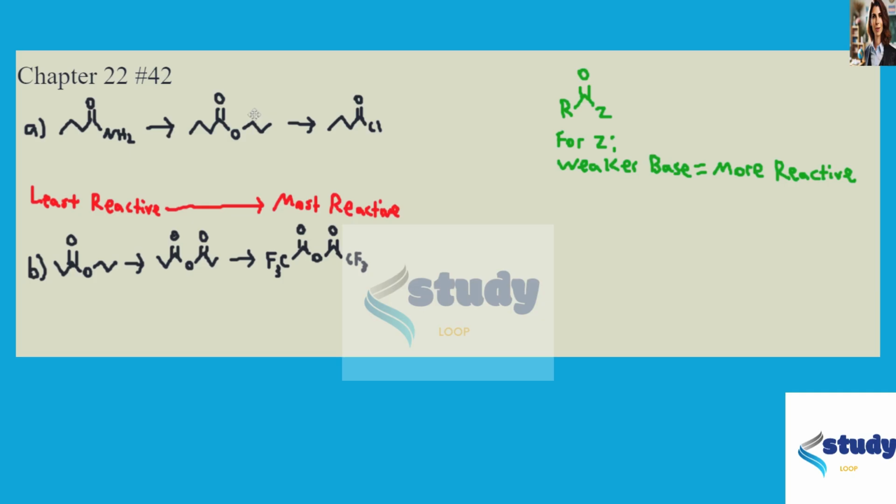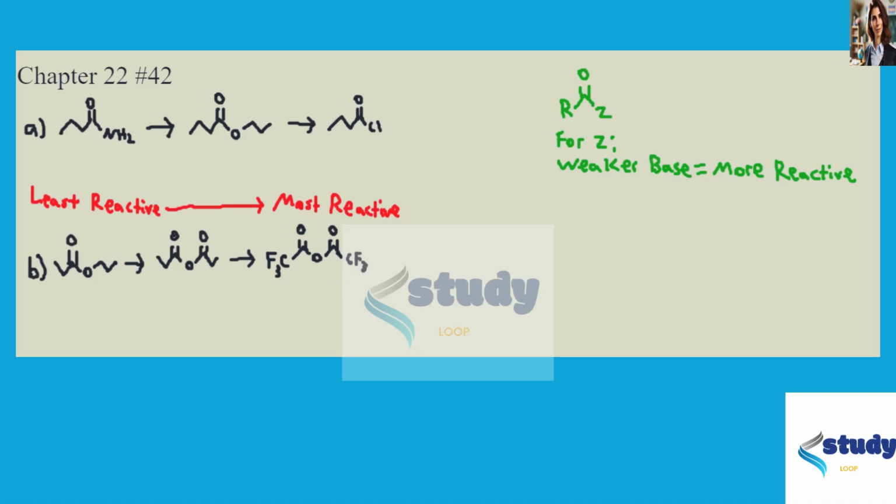propoxide. So 1, 2, 3 carbons, an oxygen, deprotonated. So it's an alkoxide base. And so that's a moderately strong base. It's not going to be as strong as NH2, but it's a moderately strong base.